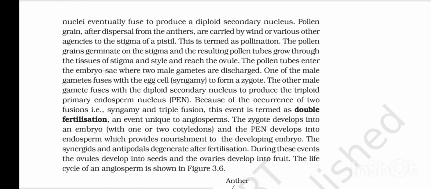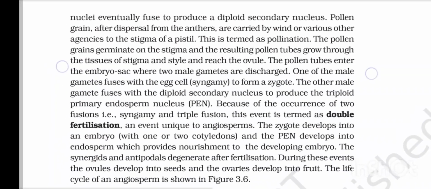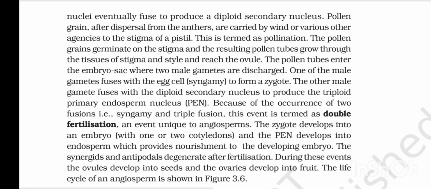Pollen grains, after dispersal from the anthers, are carried by wind or various other agencies to the stigma of the pistil. This is termed pollination. The pollen grains germinate on the stigma, and the resulting pollen tubes grow through the tissues of the stigma and style and reach the ovule. The pollen tubes enter the embryo sac, where two male gametes are discharged. One of the gametes fuses with the egg cell to form the zygote. The other male gamete fuses with the diploid secondary nucleus to produce the triploid primary endosperm nucleus. Because of the occurrence of two fusions, that is syngamy and triple fusion, this event is termed double fertilization, an event unique to angiosperms.